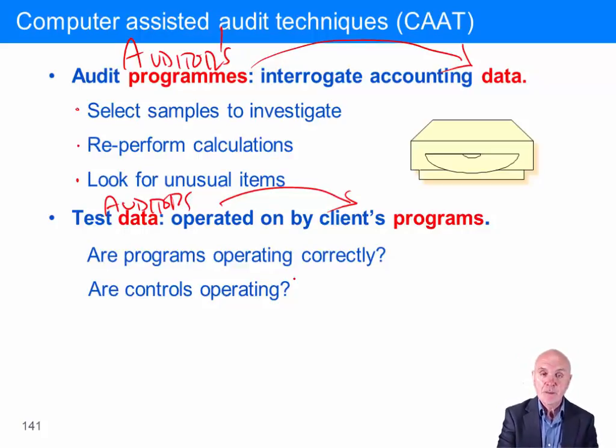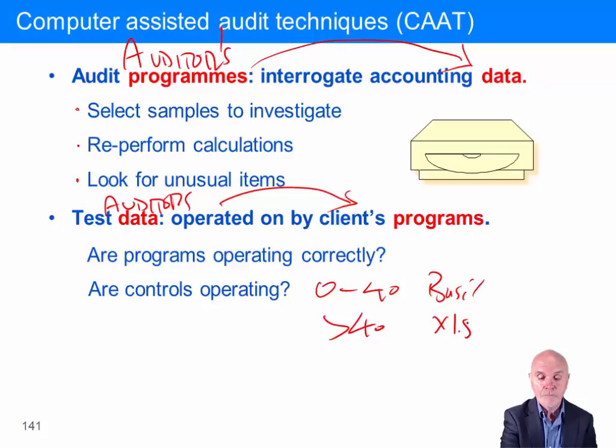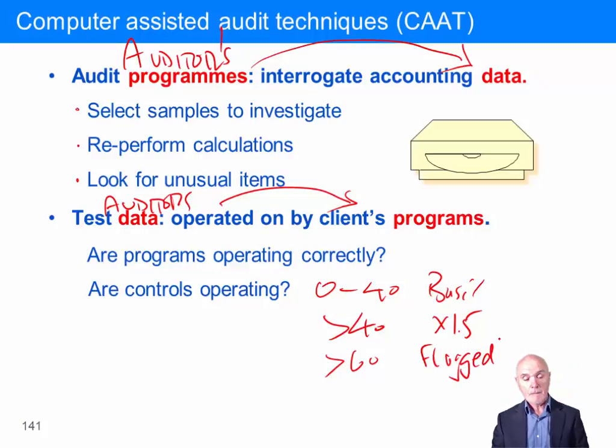So let's say we had some sort of wages program where over 0 to 40 hours it was going to be basic pay, and then for over 40 hours it was going to be time and a half. How do we know it's operating properly? And maybe what happens if somebody puts in over 60, you want it flagged up? That looks excessive. How do we know the calculations have been done right? How do we know that this warning, if you like, is actually produced, if somebody seems to be submitting a huge number of hours in a week?